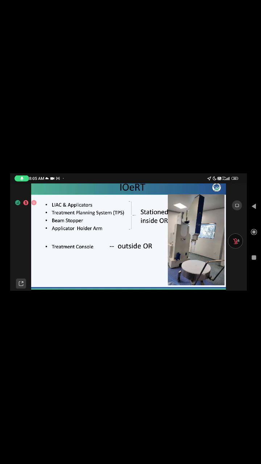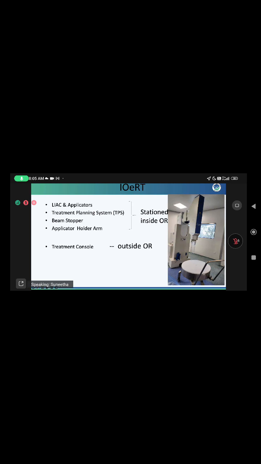Only thing is we have to have a lead door with an interlock, and a monitor, like a glass window, to monitor the patient when all of us move out of the OT while delivering the radiation. These are the only few requirements in the OT. So it can be installed in a normal OT itself.